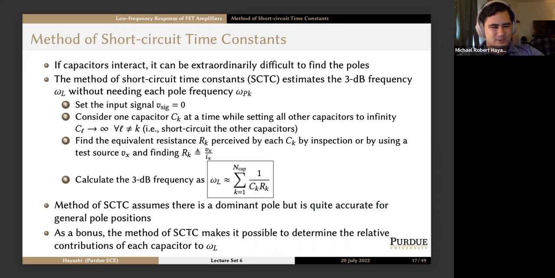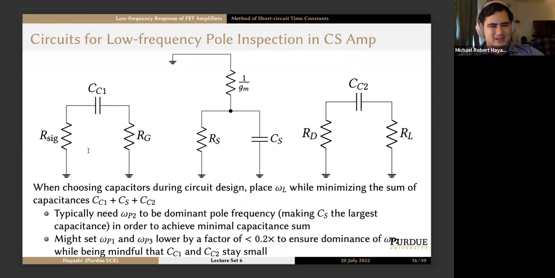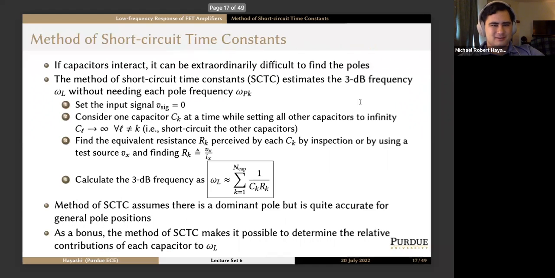As a bonus, the method of short circuit time constants makes it possible to determine the relative contributions of each capacitor to omega L. So we can say, okay, this contributes 80% of the lower cutoff frequency, this contributes 10%, this contributes 10%, because you can just look at how much each term adds up towards omega L in radians per second.